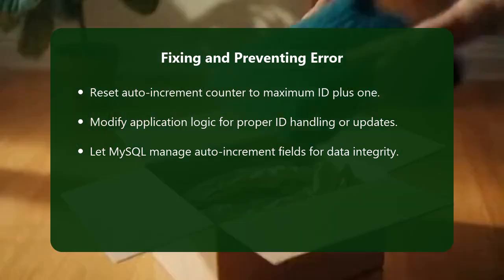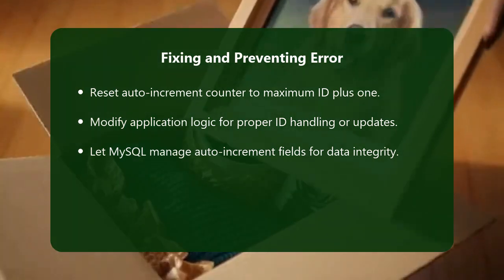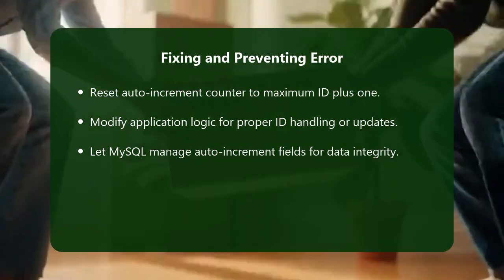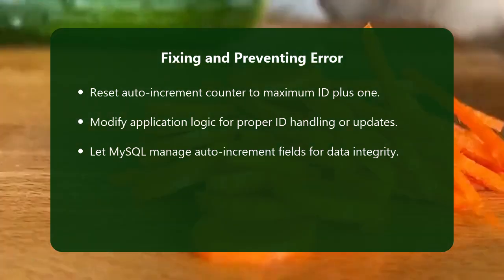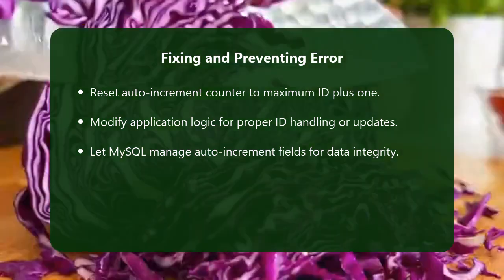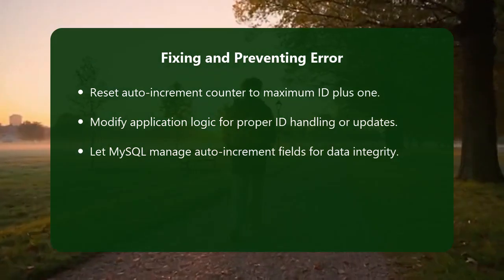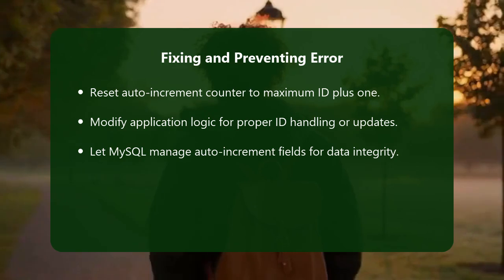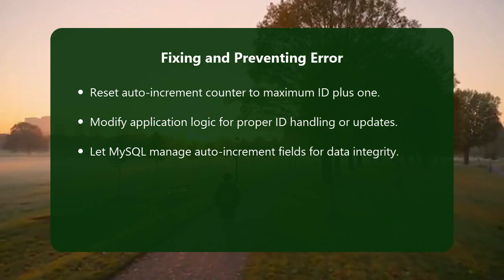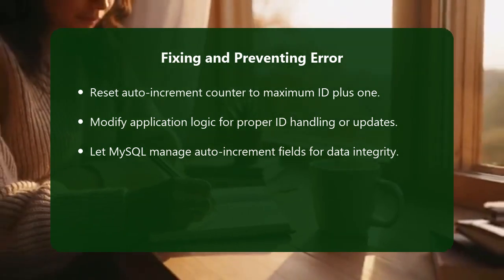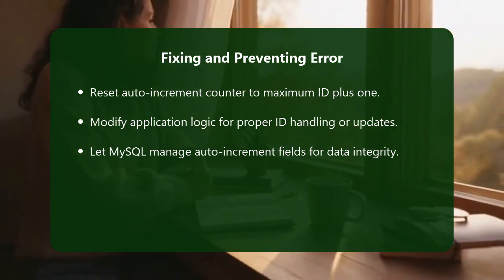Reviewing your application's logs or the exact SQL query that triggered the error is also vital for understanding the context of the failed operation. Once diagnosed, the solutions vary based on the root cause. If the auto-increment counter is out of sync, the most common fix is to reset it to a value higher than the maximum existing ID in the table. You can achieve this with alter table your table auto-increment equals select max ID plus 1 from your table. This ensures that subsequent insert statements without an explicit ID will use a unique, higher value.